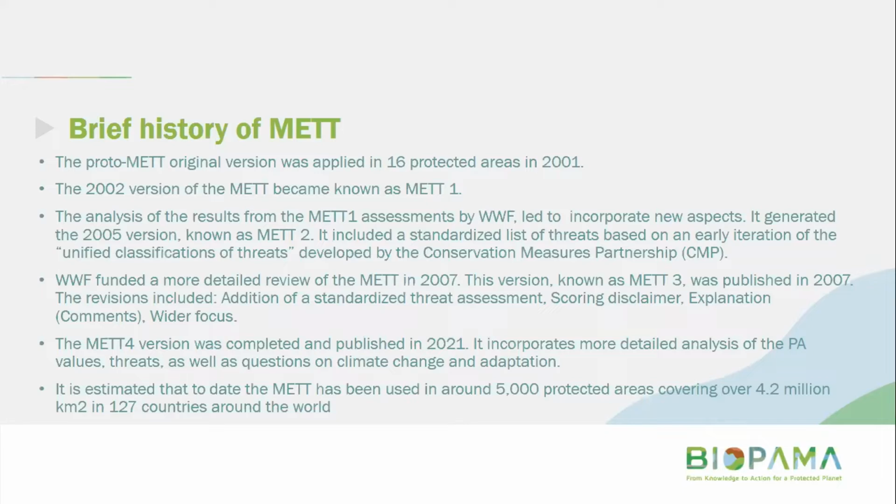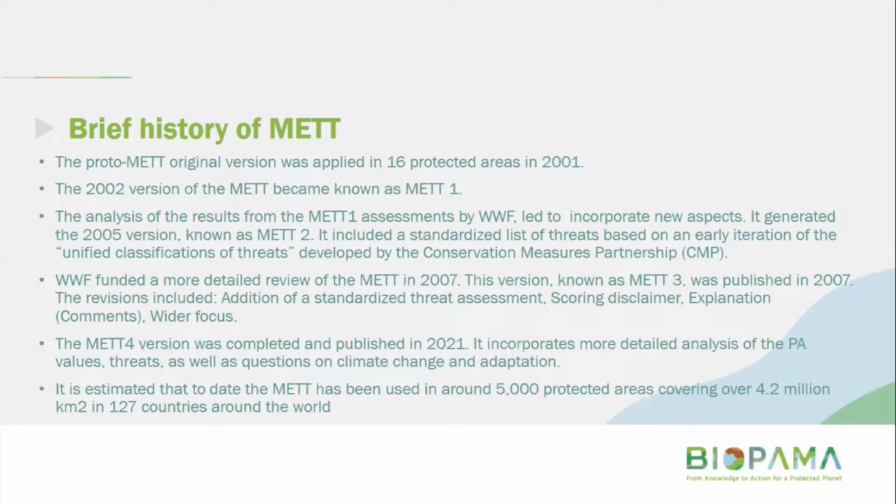Then WWF funded a more detailed review of the METT implementation in 2007, and this produced a new version known as the METT-3, published in 2007. Among the revisions included are the addition of a standardized threat assessment, a scoring disclaimer, and a section for explanation or comments for each of the questions, and it also provided a wider focus of the assessment.